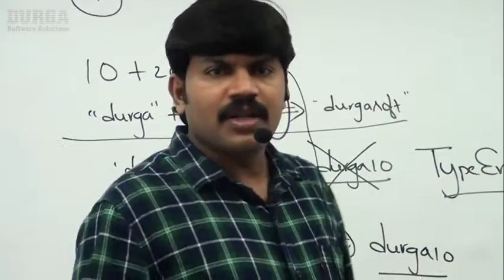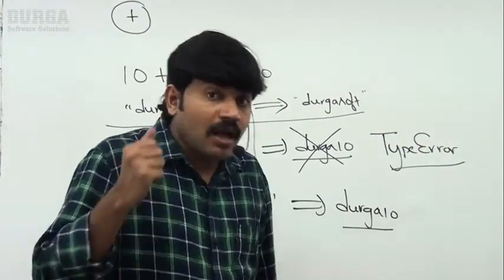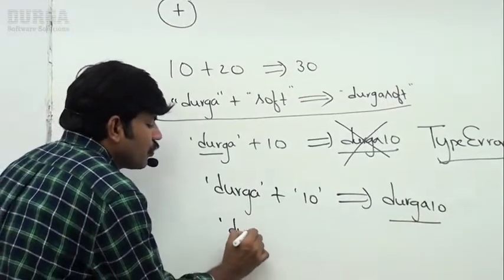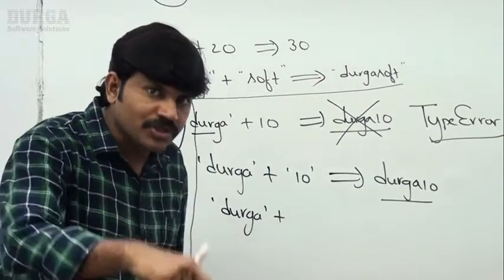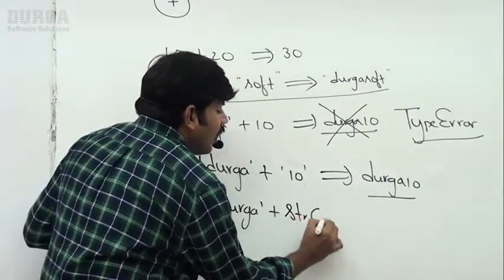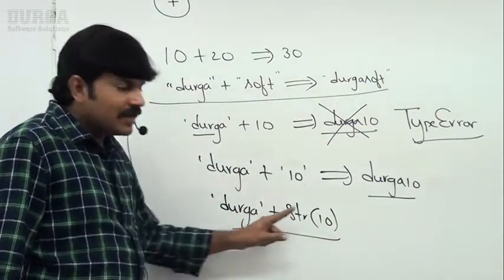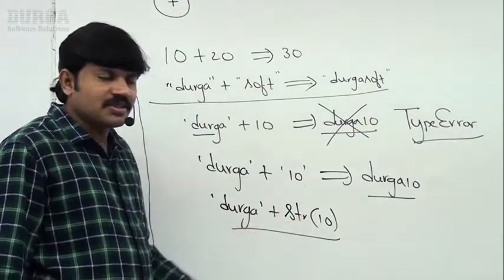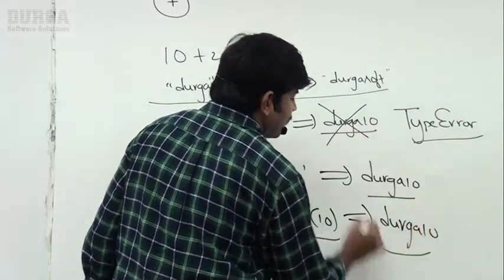Sir, my available input is always a number, an int value only. So how can you perform the plus operator? Very simple. What you can do is Durga plus convert your int value to string. Typecasting functions are available, right? str of 10. So the first one is a string, and the next 10 is converted to str, string only. Now string plus a string works perfectly. Durga 10 we are going to get, no problem at all.